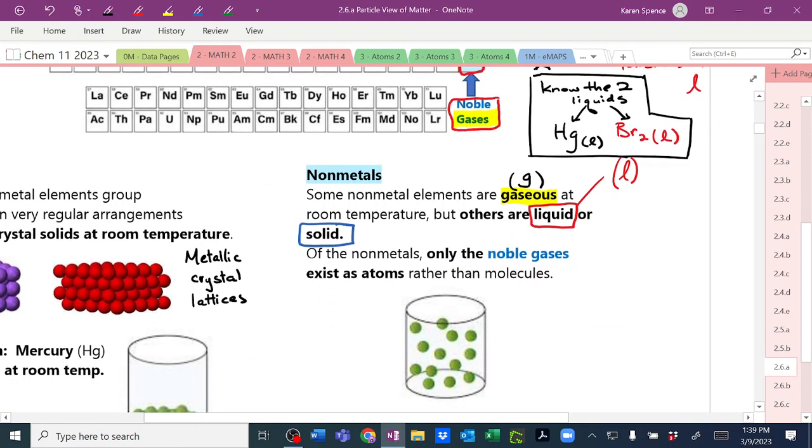Now, here we have, what state of matter would you guess this to be? That is a gas. It is filling its container. It's not all at the bottom and the particles are far apart, so that's a gas. And the only types of elements that are individual atoms like that are the noble gases.